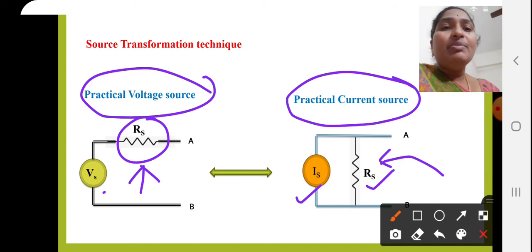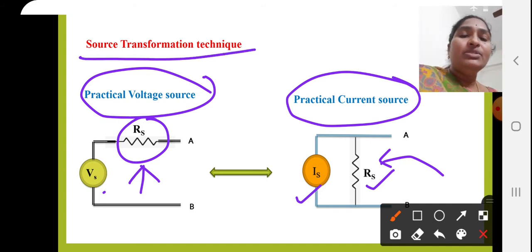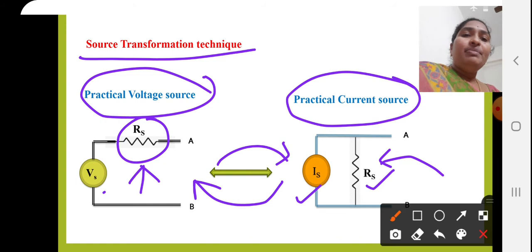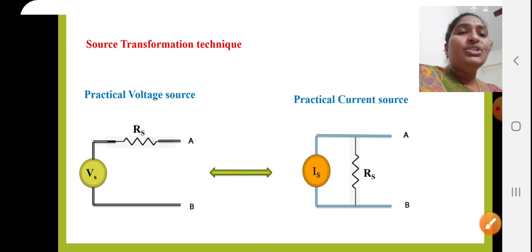Now let us discuss the source transformation technique. What does source transformation technique mean? We can transform a practical voltage source into a practical current source, and vice versa. A practical current source can be replaced with a practical voltage source, so we name it the source transformation technique. It means the response of the two networks should be the same. Only then can we transform a practical voltage source into a practical current source.